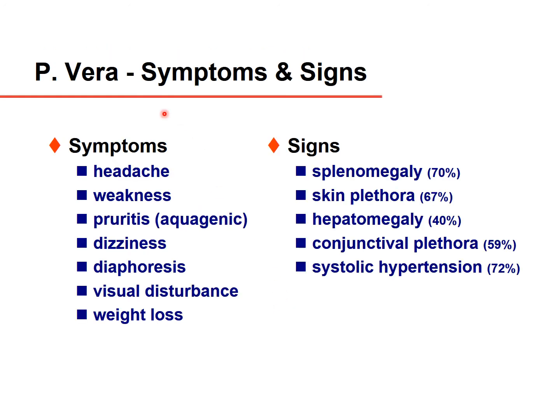Now, let's see the symptoms and the signs of the polycythemias. The symptoms usually involve some circulatory problems, headache, for example, weakness, pruritus, or dizziness, diaphoresis, sweating, or visual disturbances and weight loss. And the signs mostly involve splenomegaly, the reddish skin, or hepatomegaly can develop in 40% of the cases, or conjunctival plethora, or systolic hypertension can occur in this patient, very common.